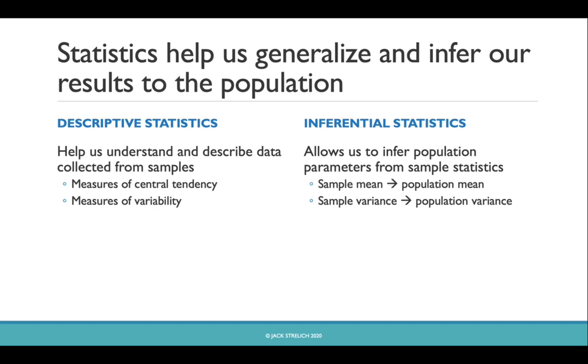So far, we've talked about descriptive statistics, which help us understand and describe data collected from samples. This includes things like measures of central tendency and measures of variability. As we move through this course, we'll be talking more and more about inferential statistics. Inferential statistics allow us to infer population parameters from sample statistics. For example, given a sample mean, to make an educated guess about what the population mean will be. Given sample variance, to make an educated guess about what the population variance will be.